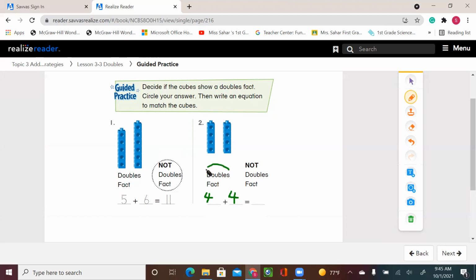So I'm going to circle my right answer. It's a doubles fact. And I can add it. 4 plus 4. Very good. Equals 8. All right.